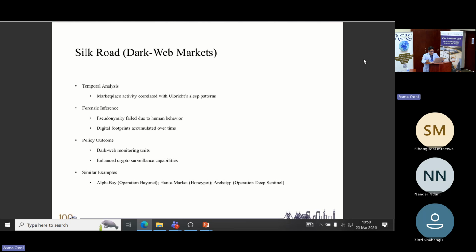Similarly, we have ArchStep, also known as Operation Deep Sentinel, which happened somewhere in 2020. This is a recent case where again a dark web was caught. But now at least using this detailed forensics, we can provide evidence that we can put into court.